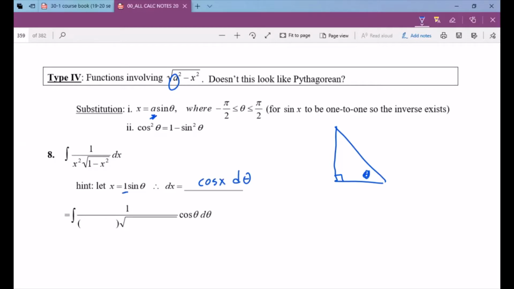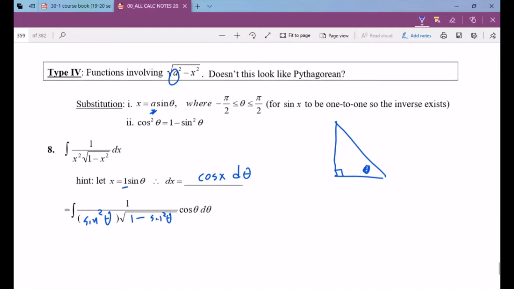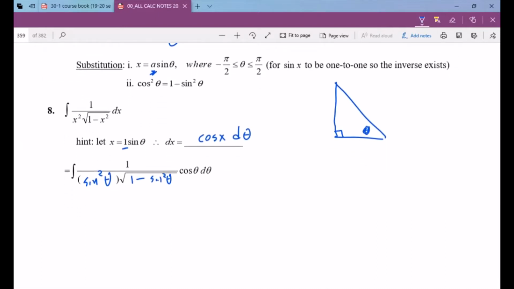When we do our substitution, this x squared has become sine squared theta. The part underneath the square root is 1 minus sine squared theta. dx has been replaced with cos theta d theta. We're going to come back to our triangle in a minute here.